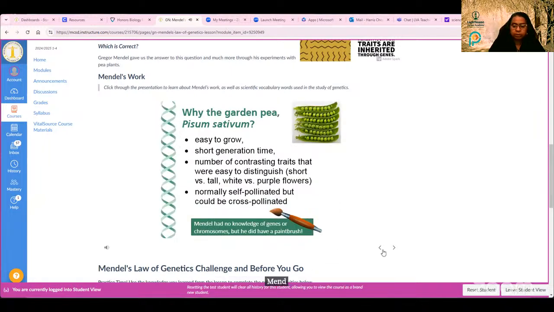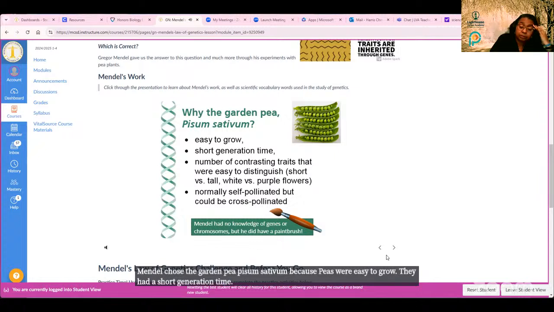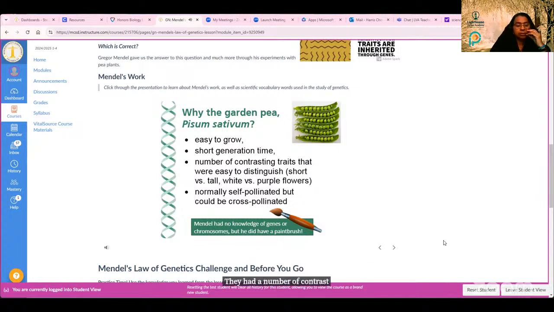Mendel chose the garden pea, Pisum sativum, because peas were easy to grow. They had a short generation time. They had a number of contrasting traits that were easy to distinguish, such as short versus tall, or white versus purple flowers. And they also normally self-pollinated but could be cross-pollinated.